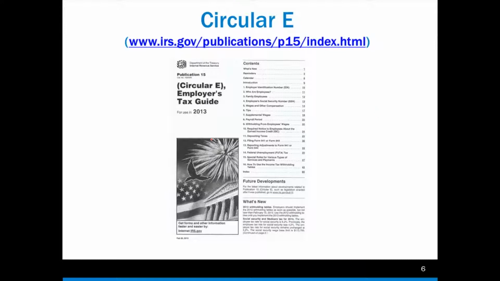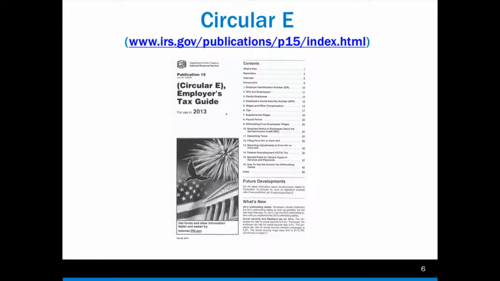All right. What happens in a business is every year the government publishes the Circular E for the year. Now, I looked this stuff up. Here's the web address for it. You can go out and find a copy and even download the PDF if you want. But this is a Circular E Employer's Tax Guide for the year 2013.